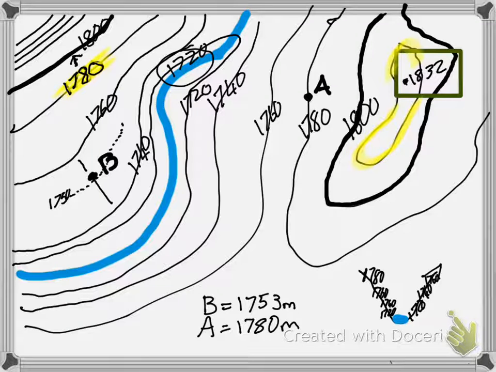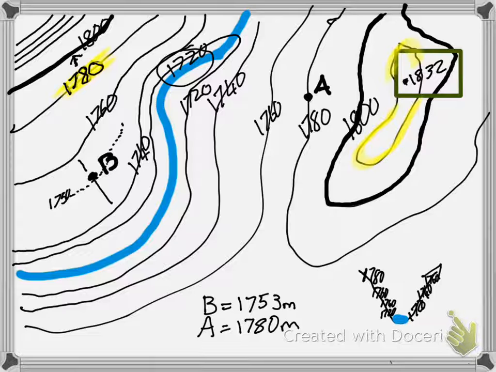So if we have 1832 and that's the highest point, it means we need to go down. So if we go down, and remember we are counting in 20s, when you count in 20s, you will get to 1800, then 1820, then 1840. You will never get to 1830 if you count in 20s.